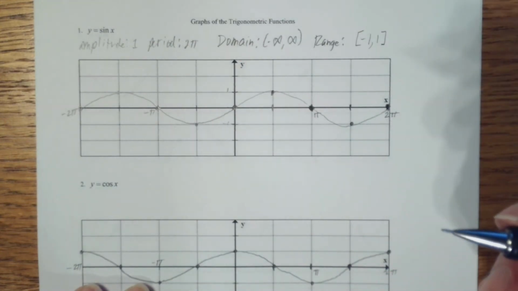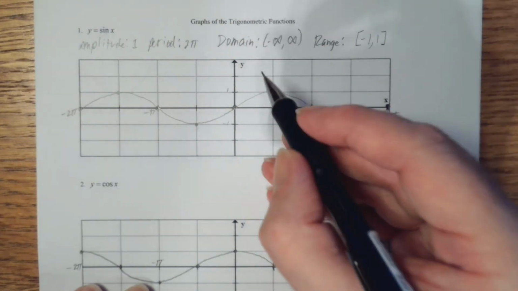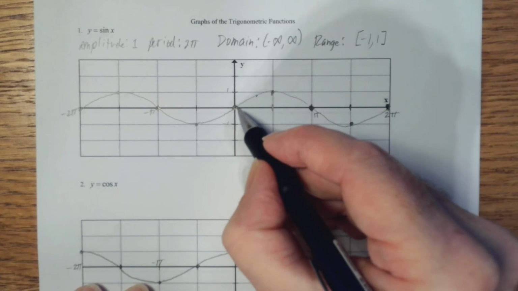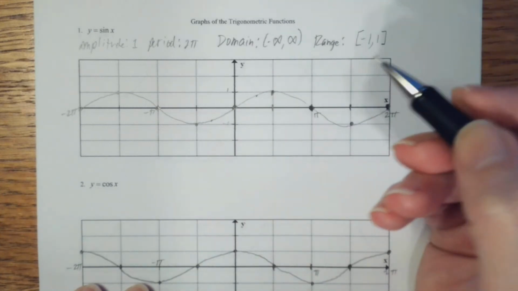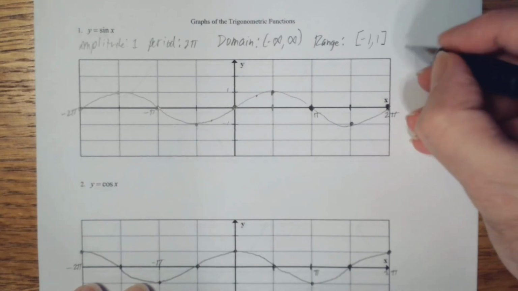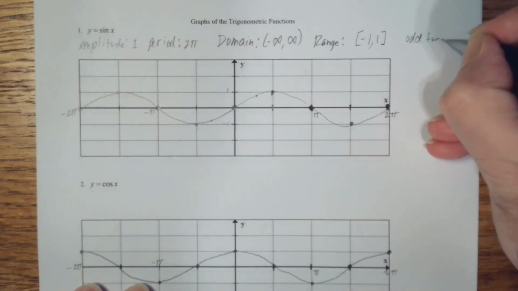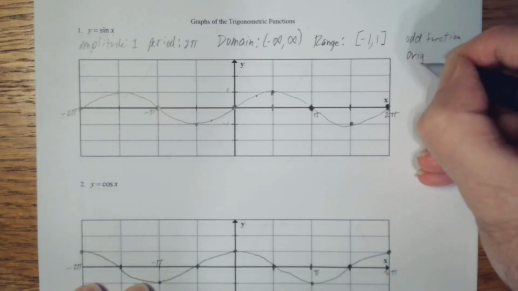Now, some other things we should mention. Notice this is an odd function, because for any point that you find on this side over here, if you reflect that through the origin, you'll find a point on the opposite side. And so we do have an odd function, which means we have origin symmetry.